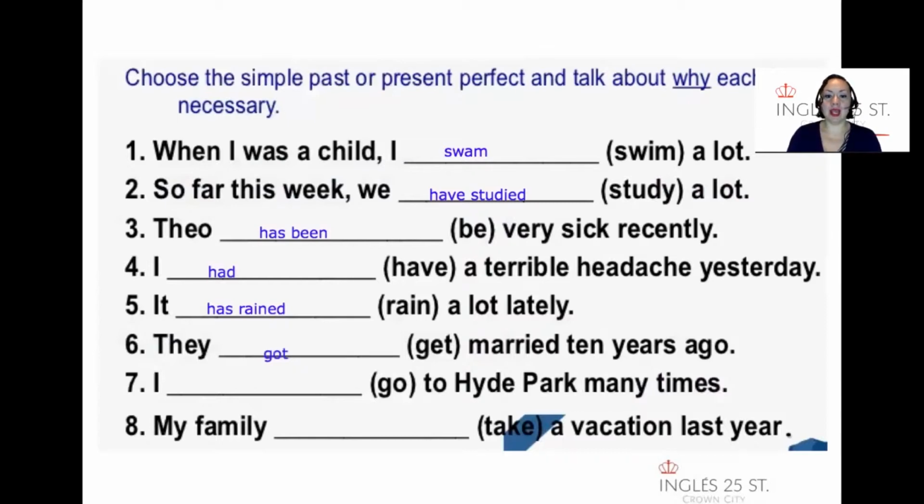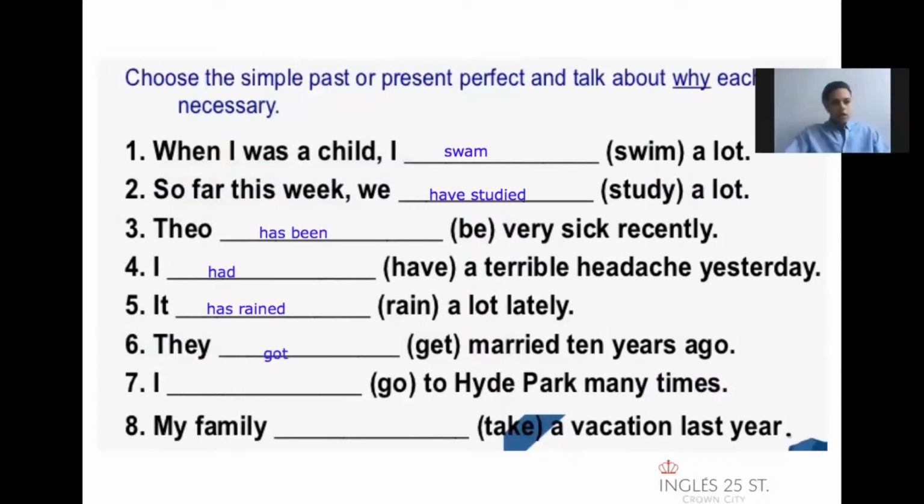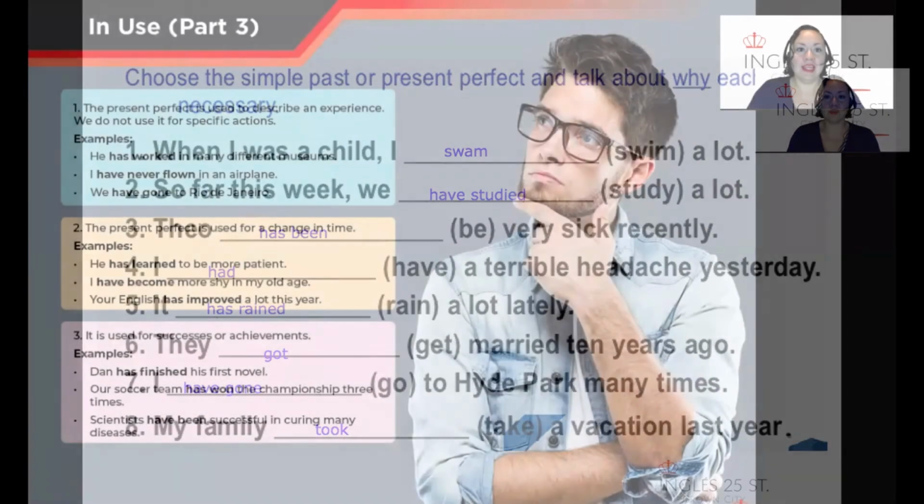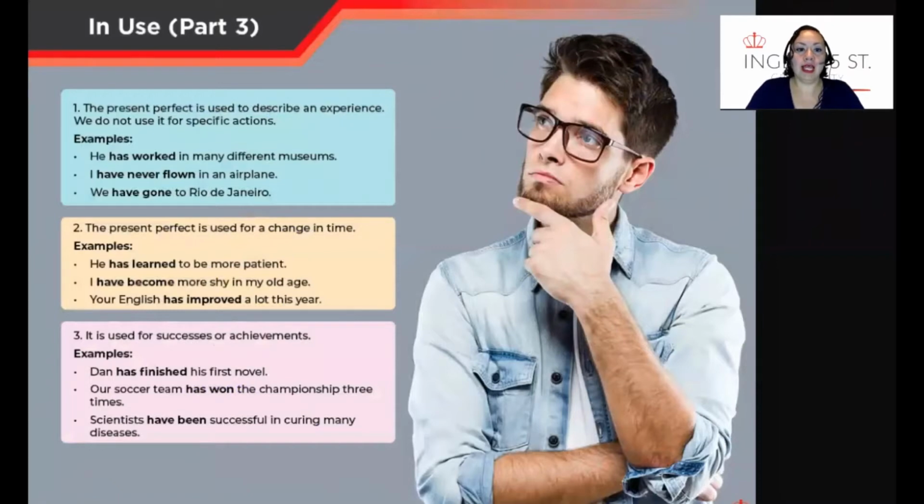Number 7, Roman. I go to Hyde Park many times. Okay. I have gone. Very good. And finally, it seems that you get all the present perfect sentences, right? Yes. Number 8, my family take a vacation last year. My family took a vacation last year. Perfect.